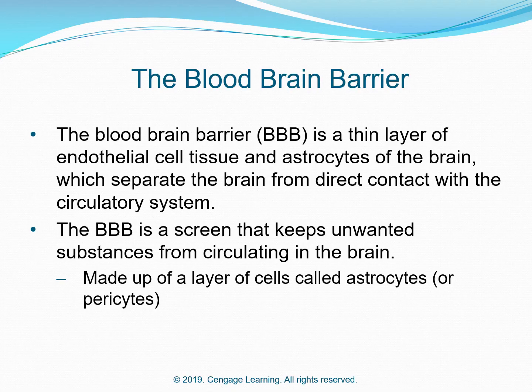And then this last slide, the blood-brain barrier. The blood-brain barrier is a thin layer of endothelial cell tissue and astrocytes of the brain, which separate the brain from direct contact with the circulatory system. The BBB is a screen that keeps unwanted substances from circulating in the brain, and it's made up of a layer of cells called the astrocytes.